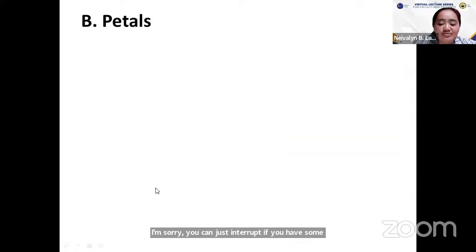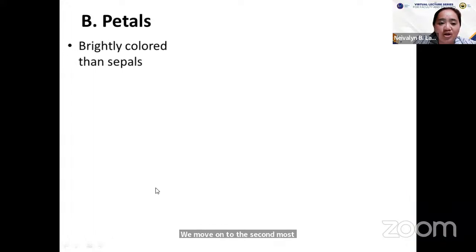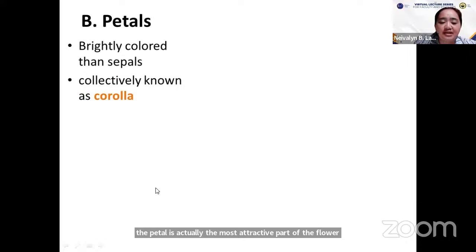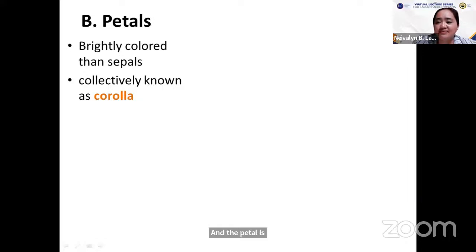Okay. We move on to the second essential part of the flower. We call it the petal. The petal is actually the most attractive part of the flower because of its various colors, compared with the sepal, which is basically green. And the petals are collectively known as the corolla.